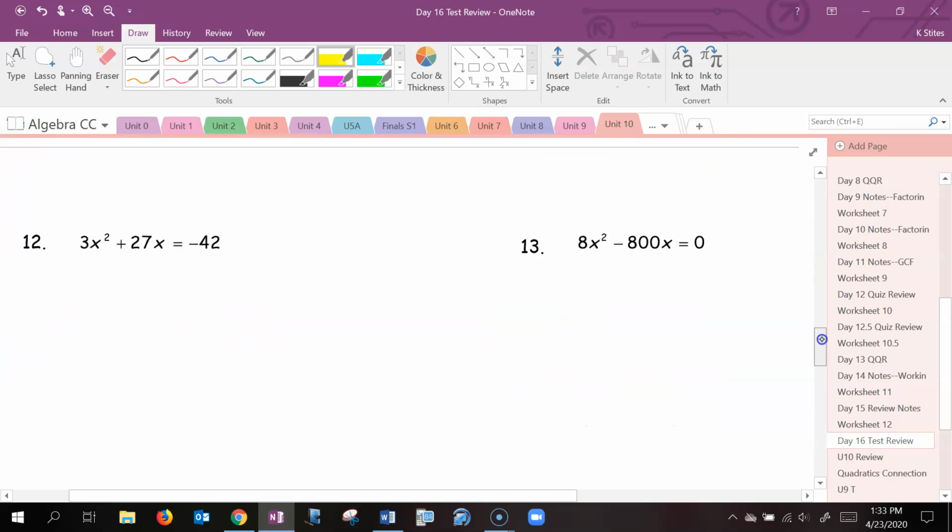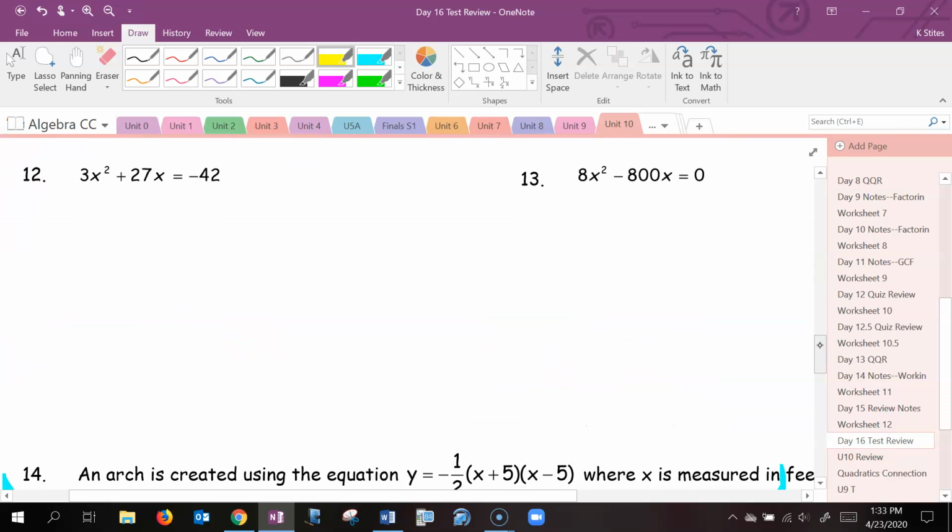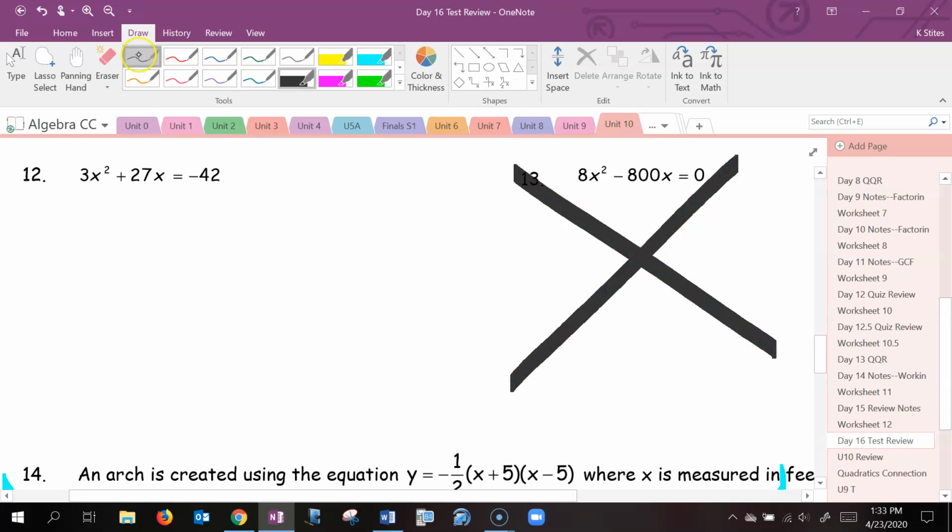Great. Let's do one more. Number 12. You should notice there is an equal sign, but there's not an equal 0. So we'll start by adding our 42 over. Since it's just the number, we're going to put it at the end. That's your C value.